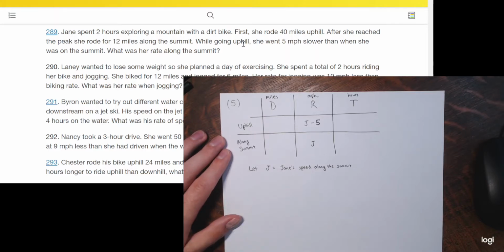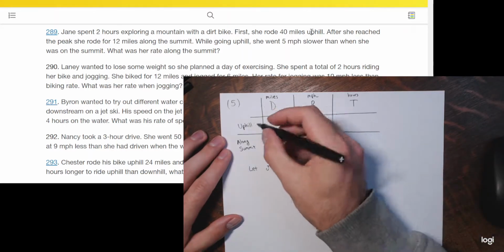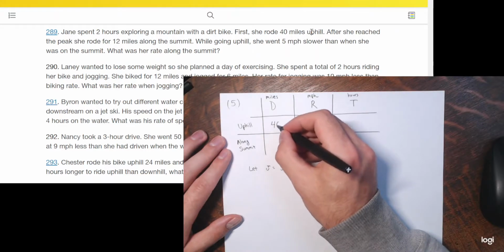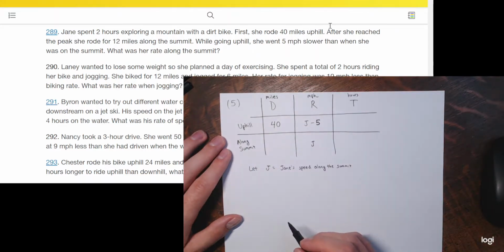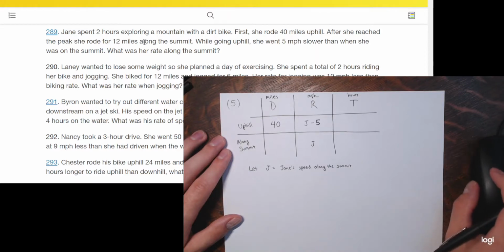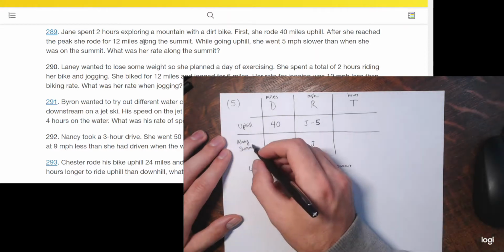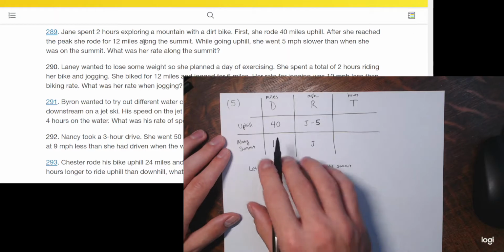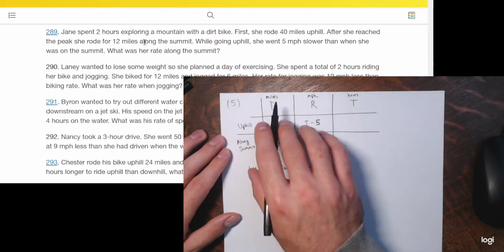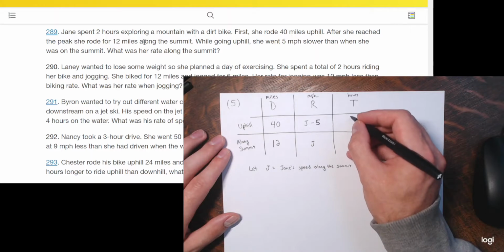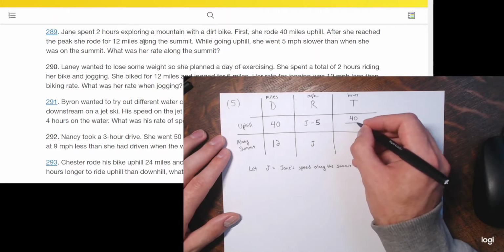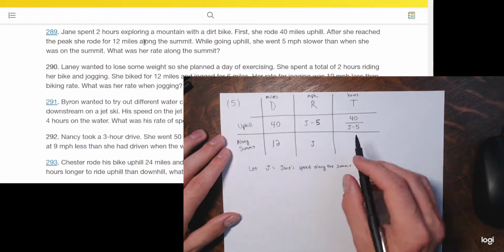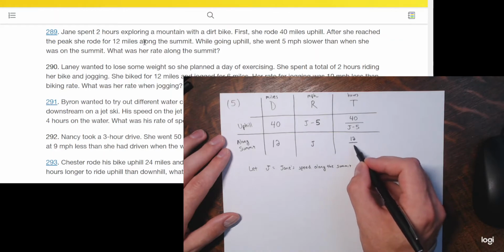Okay. Now, earlier on it says she rode 40 miles uphill. So the uphill distance is 40 miles. And then after she reached the peak, she rode for 12 miles along the summit. So the traveling along the summit was for 12 miles. We got 40 there, 12 there. And then once again, we're saying that time is distance divided by rate. So the time traveled uphill would be 40 divided by J minus 5. The time traveled along the summit is 12 divided by J.